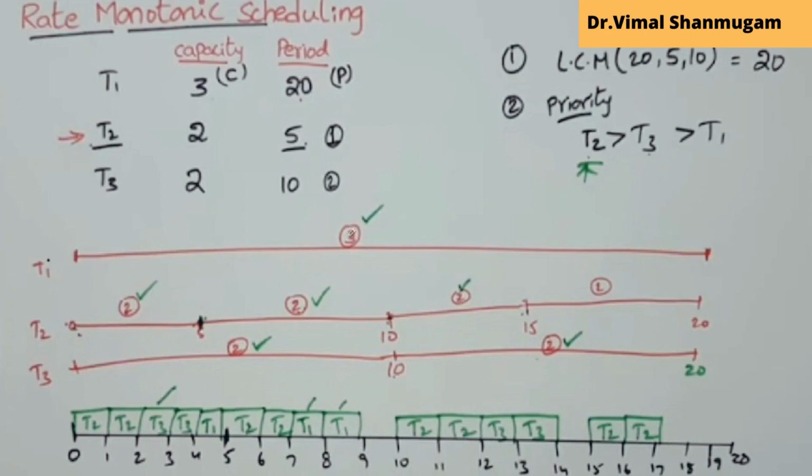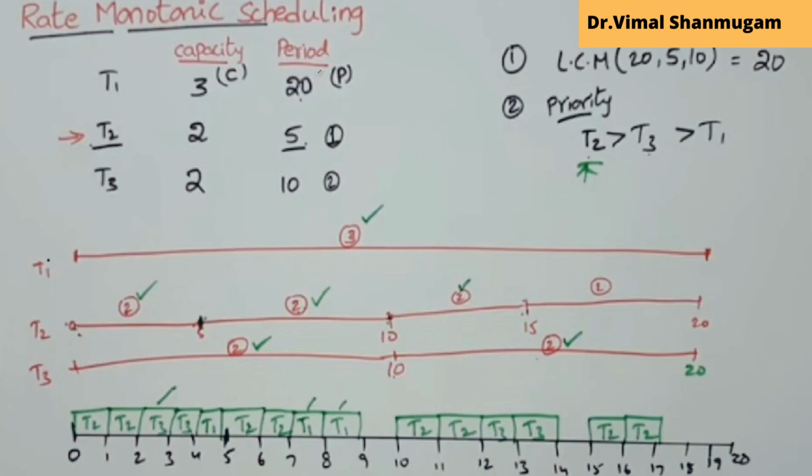Here it is fully based on the time period and the capacity. First we have to find the priority of each and every process. T2 has the higher priority because every 5 minutes it is going to access the CPU 2 times. Every 10 minutes, T3 is going to access 2 times, so it has the next priority. Last, the period given for T1 is every 20 minutes, when it is going to access 3 minutes, so it has the last priority.